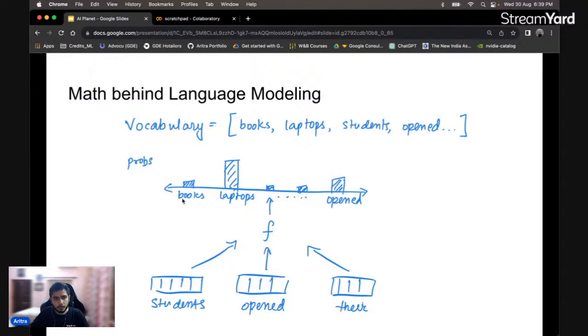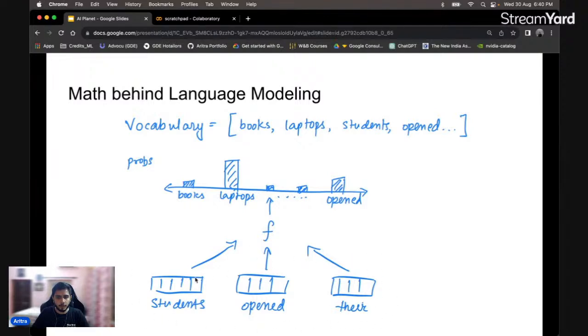And f now gives a probability distribution over all the vocabulary that I have. So think about the problem statement properly. You have a bunch of words in your vocabulary, and a vocabulary is nothing but the unique words that you can predict. So the vocabulary might be books, laptops, students, opened, house, dog, cats, whatnot.